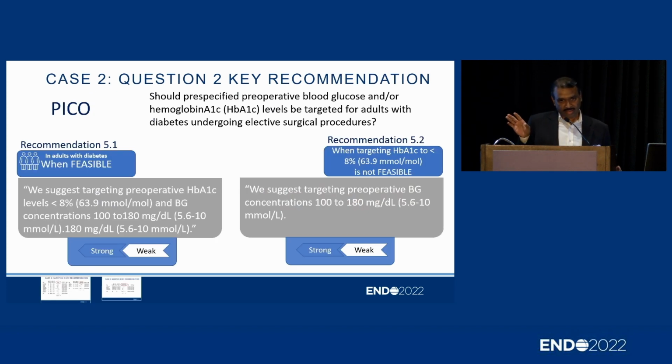Anyway, to summarize this recommendation, the previous one, where we have a threshold: when feasible, try to get the A1c less than 8, or your blood glucose between 100 and 180 milligrams per deciliter. When it isn't feasible, when you consider all the other factors for the patient, we suggest targeting the preoperative blood glucose between 100 and 180, even the day of the surgery. In fact, the panel remarked that anywhere from 1 to 4 hours, if you can bring the sugars down there and maintain it postoperatively, that's not in the guideline, but nevertheless, you'll have better outcomes than before. So with that, I'll stop here.